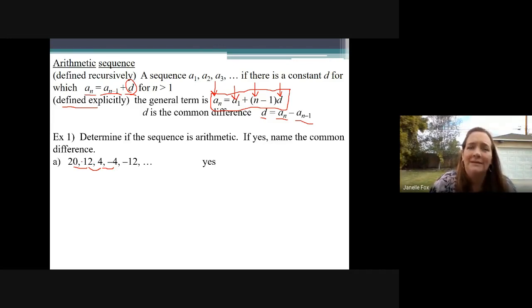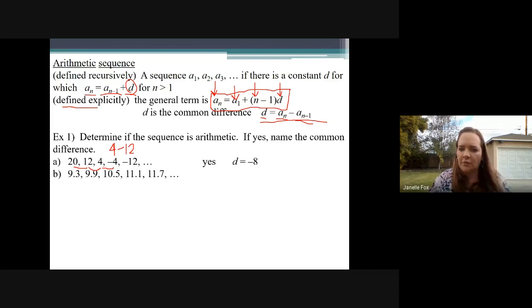Okay, now you already kind of know that you're going down by 8. So if you already figured out that the answer was negative 8, great. How could I do that using this rule that I just wrote up here? You take any term, doesn't matter. So let's just take 4, for instance. If I take 4 and I subtract the one before it, which is a 12, I do in fact get a negative 8. So there's two different ways to do it.